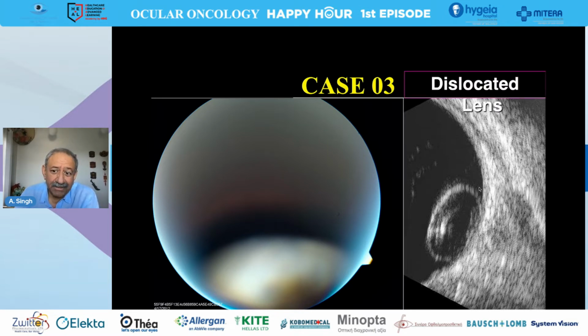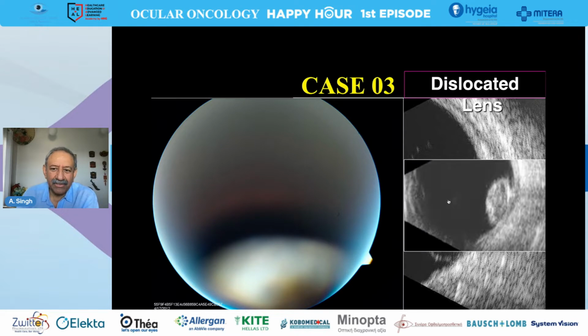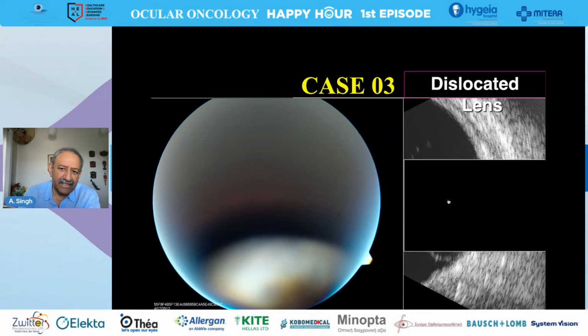And this seems to me, it looks like a dislocated lens. Most of us have done cataract surgery in the past, and we know what a dislocated lens looks like. And on the B scan, you can see how this moves. So this is clearly not a prostate metastasis. And if you look at the slit lamp exam carefully, you find that he's aphakic. There's no lens there.